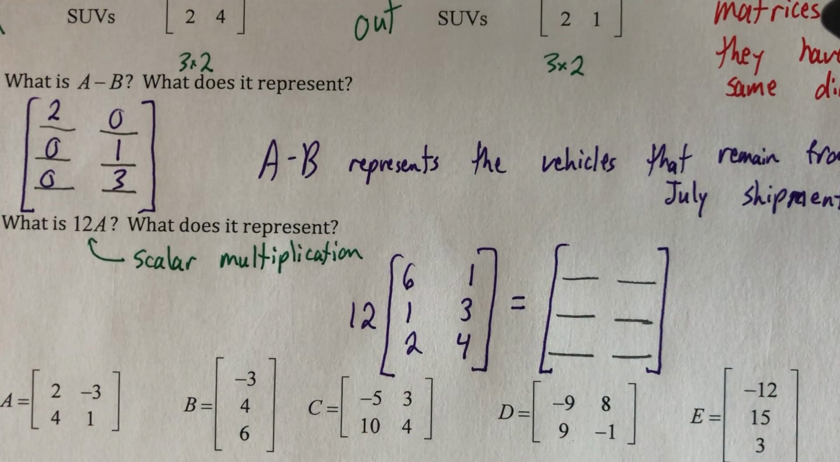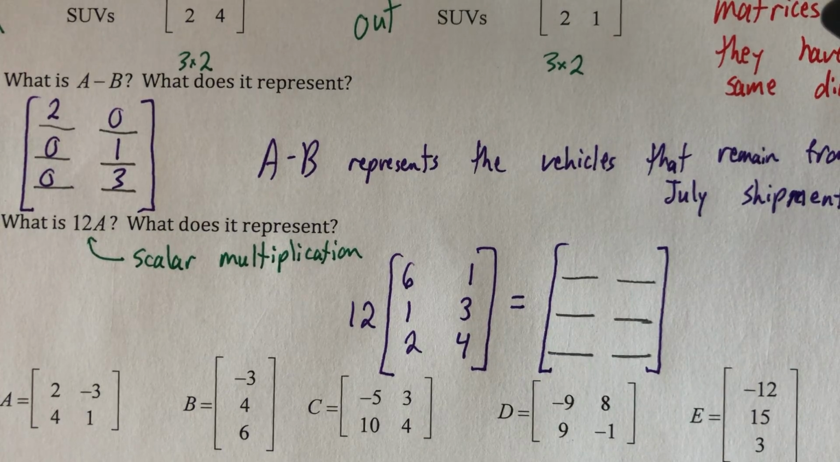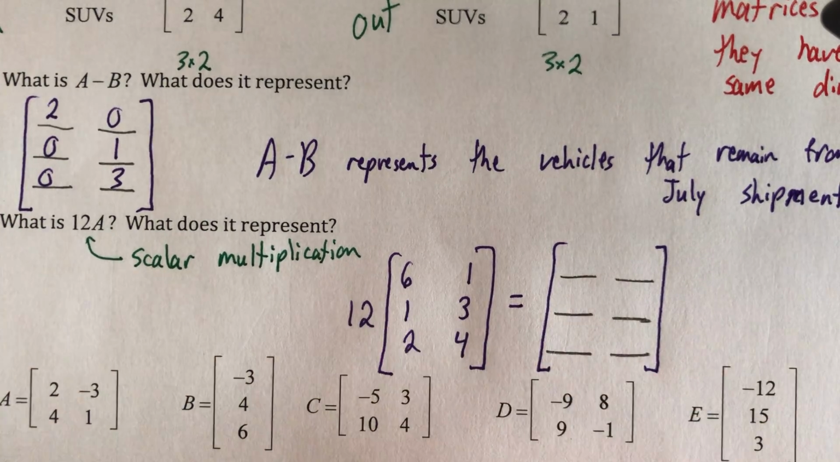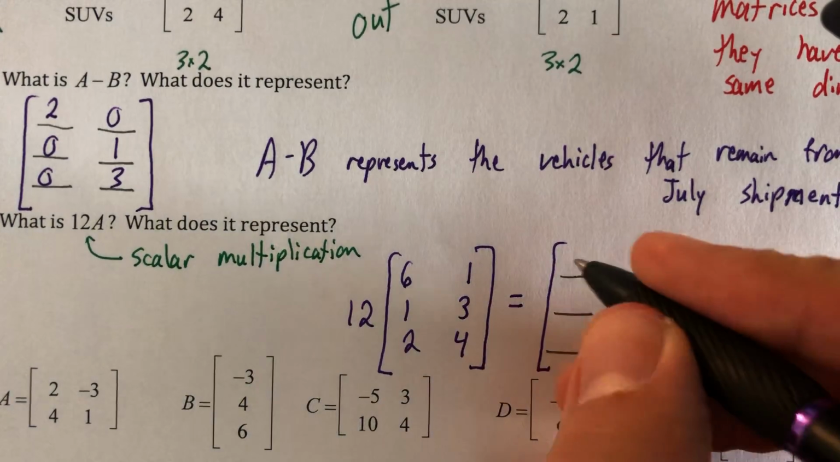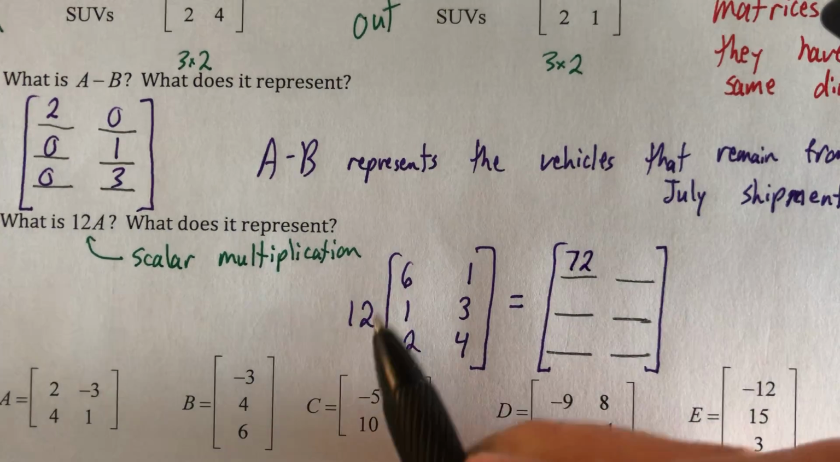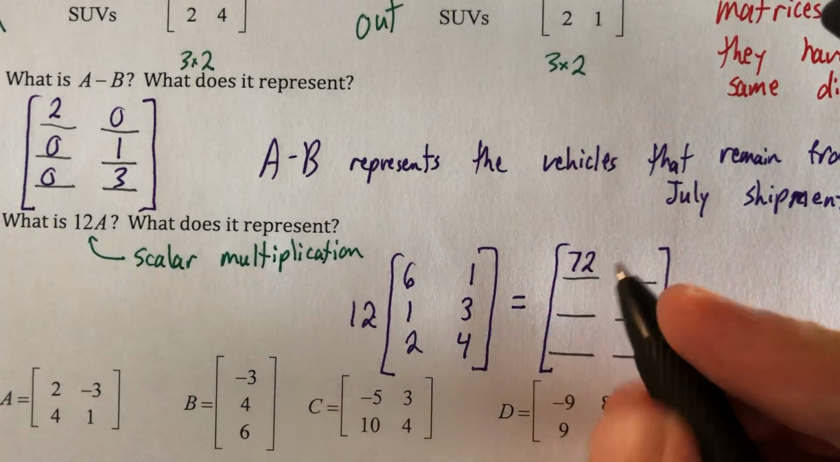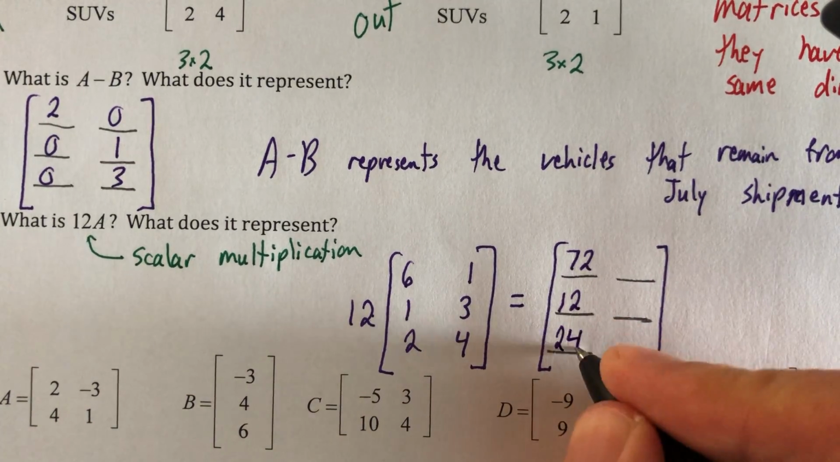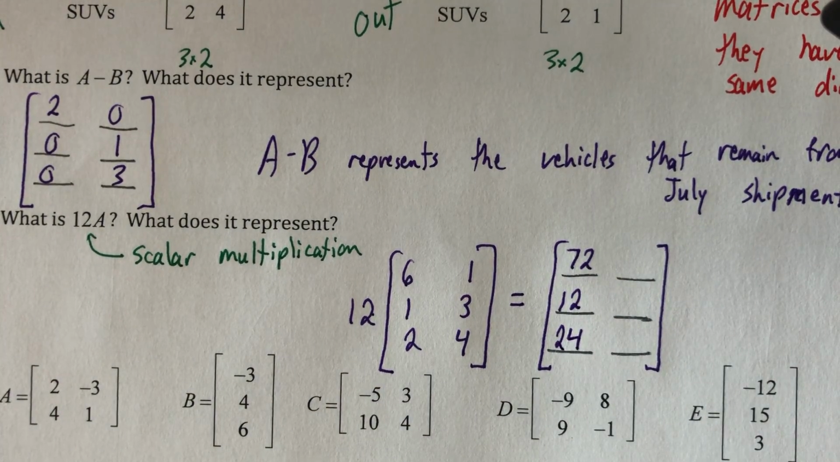Okay? So we're just going to multiply. Back in the day, you did the distributive property. We're doing the same thing here. It just doesn't have pluses and minuses in it, right? Okay, so 12 times 6. Whatever 12 times 6 is. So I'm going to put that here. 12 times 1 is 12. 12 times 2 is 24. Okay? That's what we're doing.